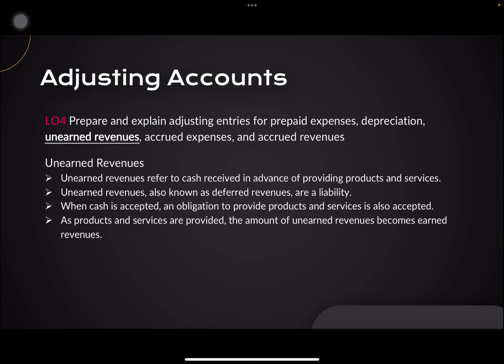So unearned revenues refer to cash received in advance of providing products and services. So it says here that we received cash in advance of providing products and services. So in layman's terms, we already received the cash from our customer, but we did not provide any service to them yet, or we did not deliver any goods to our customers yet. Since we did not perform any obligation yet, that will constitute a liability on our part.